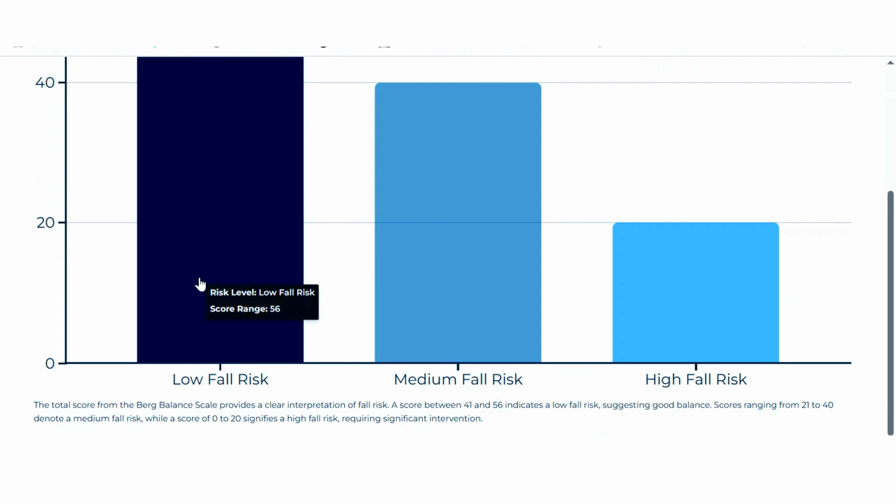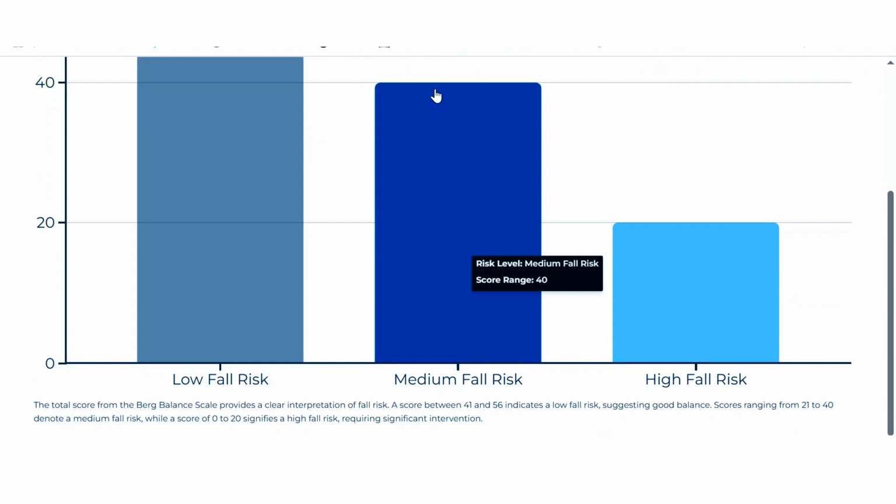Scoring from 21 to 40 denotes a medium fall risk, an intermediate or middle level of balance, where the patient's balance is near the normal range. Okay, so it is not too bad but not too good. You have to work on this patient as well. You cannot just leave this patient behind.